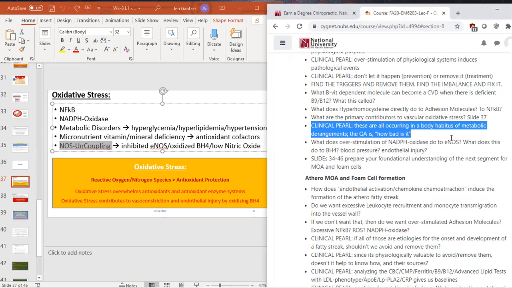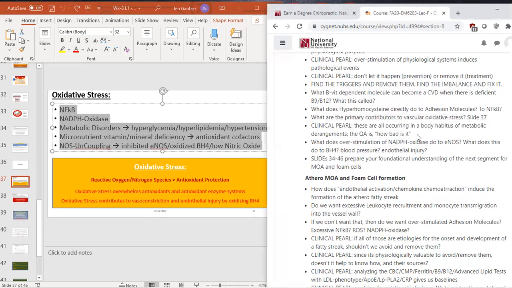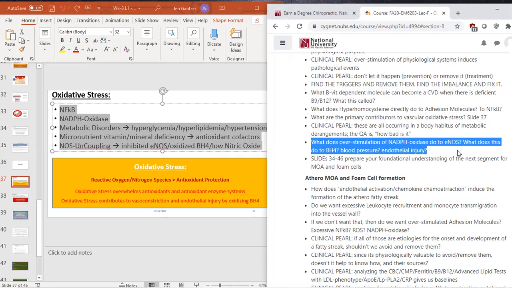All right, so clinical pearl, these are all occurring. You have to ask, how bad is it? How many different systems? How many of these are involved? How long has it been going on? Because it's probably even worse in a dose response manner. The longer it's been going on, the more you're depleted, the more the feed forward, and the more you have to undo, and the harder you have to work at it.